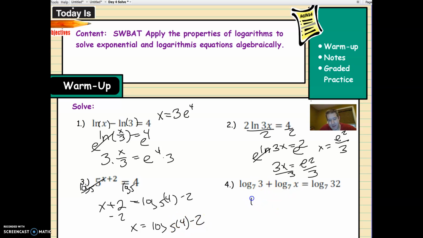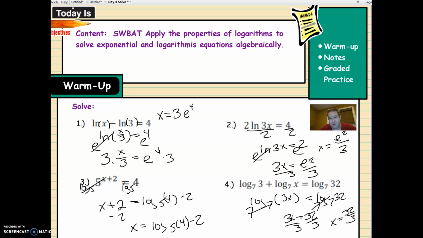This one, got to condense it down to log base 7 of 3x. Now that both sides have log base 7, we can exponentiate to 7. That cancels here and here, so 3x equals 32. Divide by 3 on both sides, and you get 32 thirds.